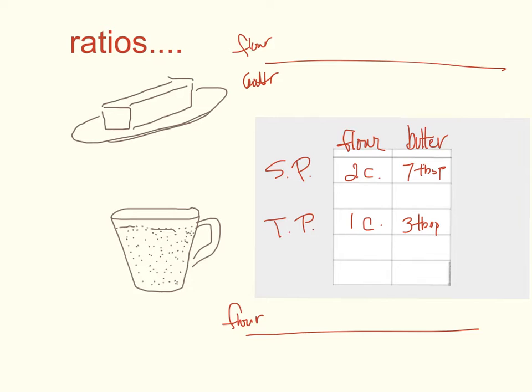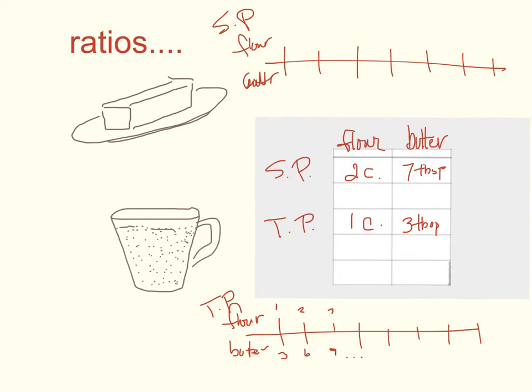So whenever you see something like this, this is going to require a little bit more work than before. And this is just one way to show your work. All right, so Swedish pancakes up here and traditional pancakes down here. So traditional pancakes, the flour was at 1 and the butter was at 3. So if the flour was at 2, the butter would be at 6, and 3 and 9, etc.